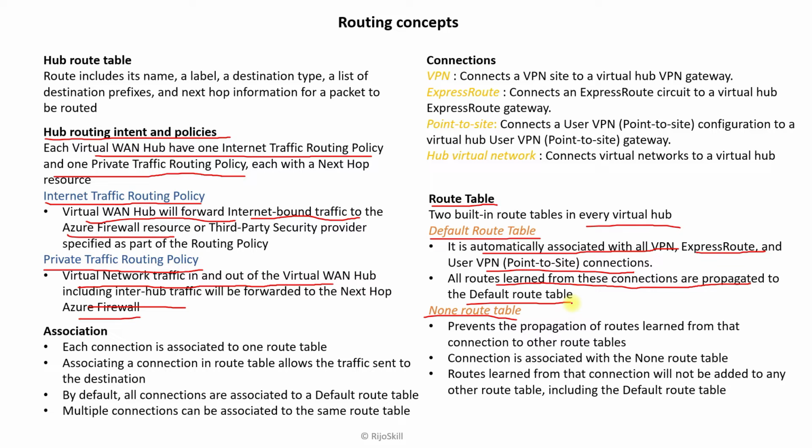Then the none route table prevents the propagation. It doesn't propagate each route for your connectivity. It prevents the propagation of routes learned from the connection to other route tables, and a connection associated with the none route table, a route learned from the connection will not be added to any other route table, including the default route table. The default route table will propagate the routes, but the none route table will not propagate. So if you put your route in the none route table, it prevents the propagation.